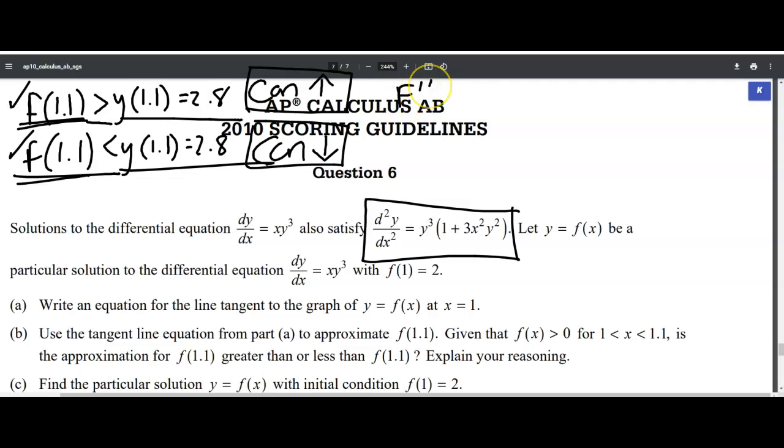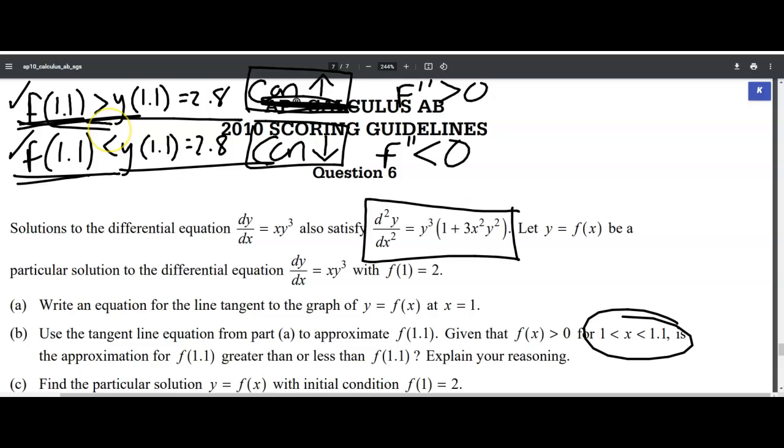Okay? Now, is the second derivative positive or negative? I'll just put f double prime. Is f double prime greater than 0 or less than 0 on the interval from 1 to 1.1? Because if it's greater than 0, that means it's concave up, which means that our actual value is greater than our estimate.